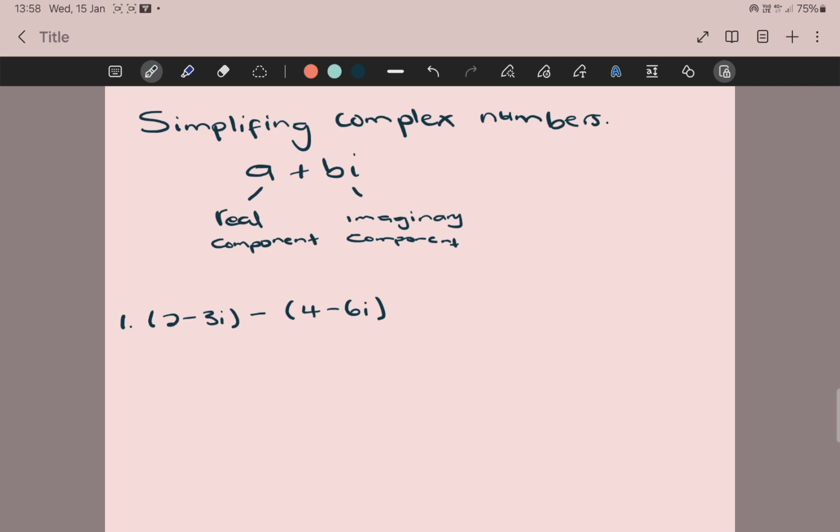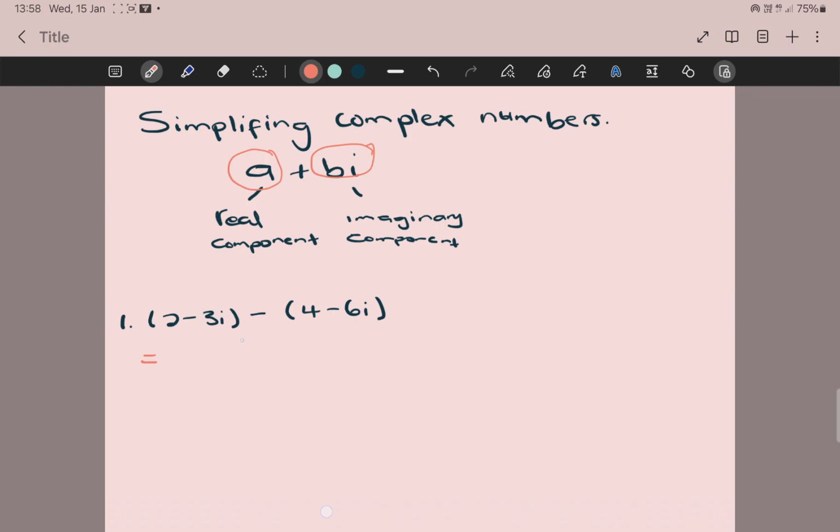So a complex number will consist of a real part, in this case in the form a plus bi. A will be our real part and bi will be our imaginary part. Together they form complex numbers. We are going to learn how to add and subtract those. Here's an example.